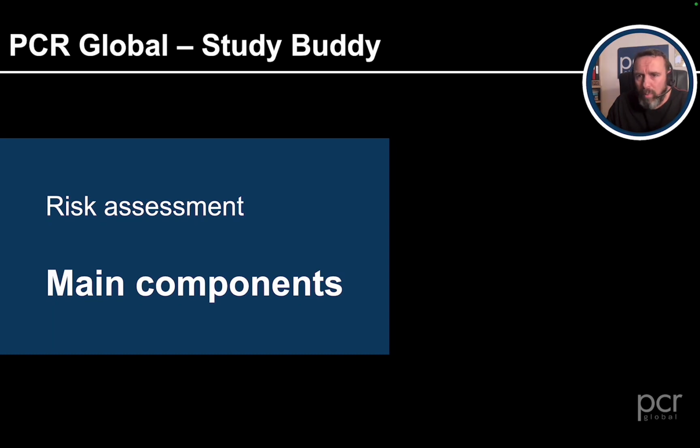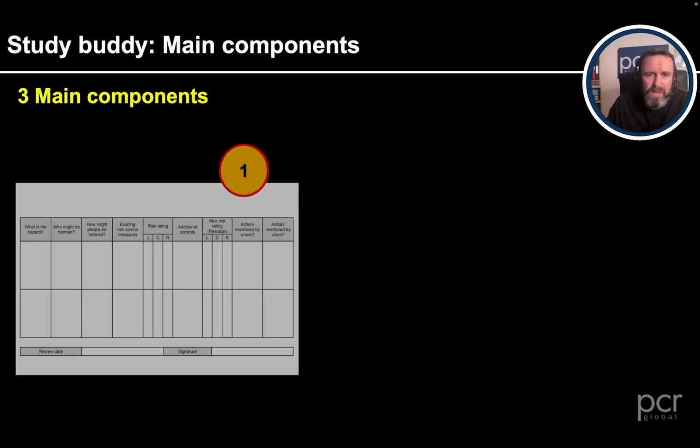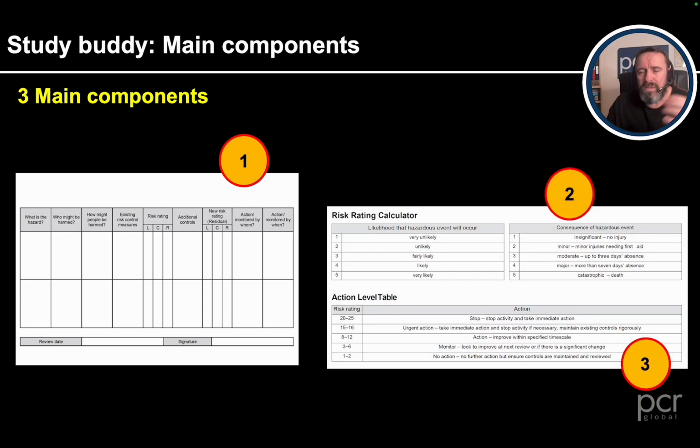Now, the main components of a risk assessment. There's really three main components. And again, some risk assessments won't even have these three components. But what we can see here is a general risk assessment template.